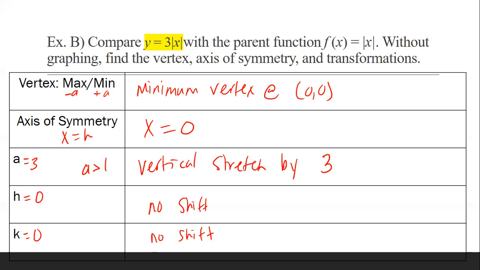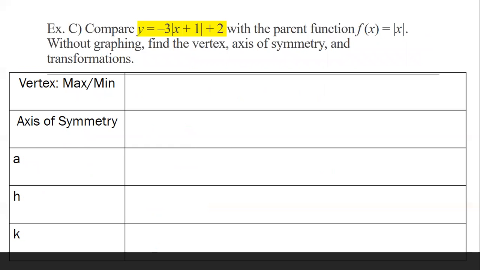All right. Are we ready for example C? Someone tell me, what is my A? -3, good job. What is my H? Good job. X is a liar, -1. What is my K? 2. Was there anyone who has a hard time identifying A, H, and K? We're good? Okay. The vertex.